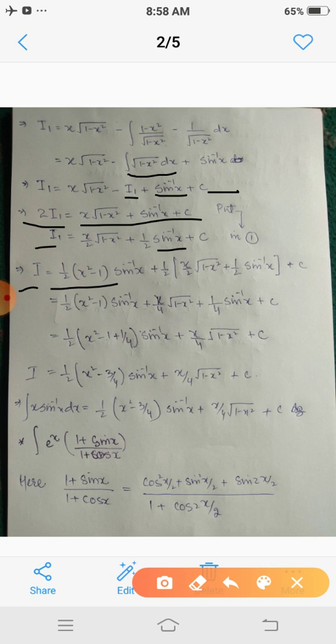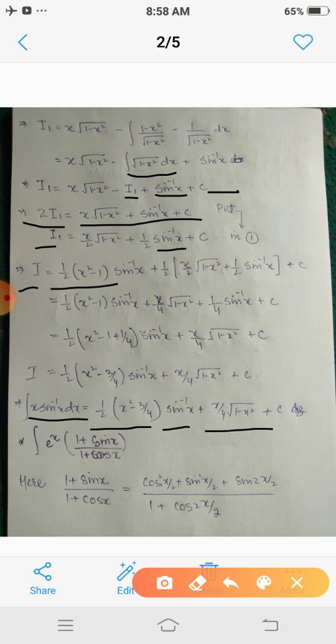by taking sine inverse common in equation first. It is 1 by 2. Now what is I1? I1 is here x by 2 root 1 minus x square plus 1 by 2 sine inverse x. After simplifying this and taking sine inverse x common from the terms containing sine inverse x, we get the integral as 1 by 2 x square minus 3 by 4 sine inverse x plus x by 4 root 1 minus x square plus c.